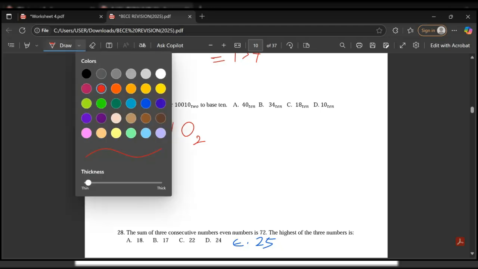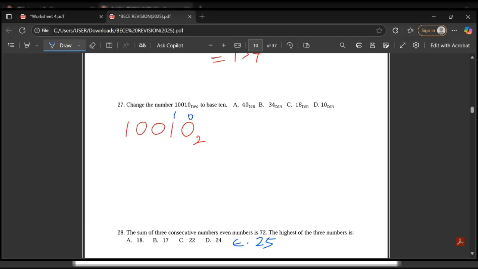I'll put 0 here. 1, 2, 3, 4. So I don't need to do everything. When you multiply 0 by any number, you get 0. So I'm only working on this and this. That's all. So I'm going to have 1 times 2 raised to power 4 plus 1 times 2 raised to power 1. That's all. The rest will give me 0.